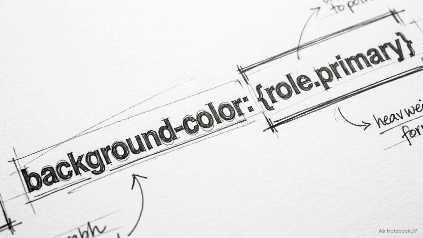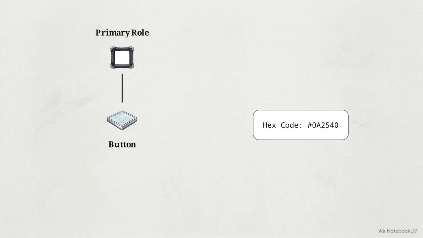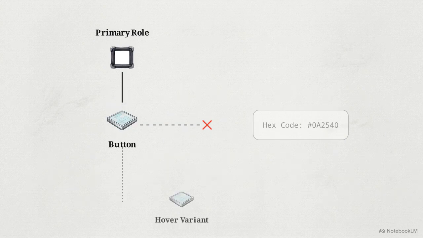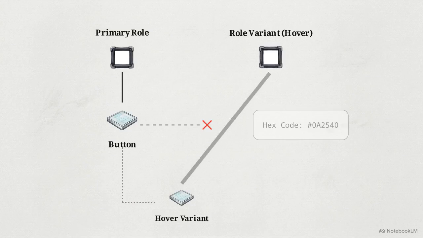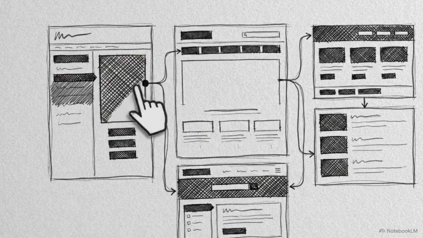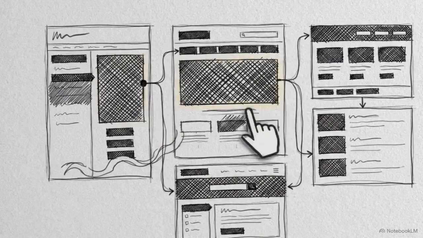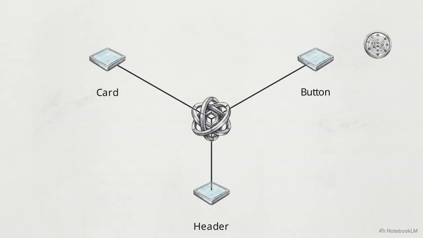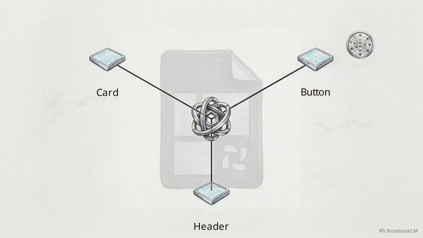Look at the background color property defined for the primary button. This property points directly to the top-level primary role rather than an isolated hex code. This allows for nested component states, such as a hover variant. The hover variant inherits the base button structure, overriding the background property to point to a different role variant. If a developer updates the primary role in the front matter, every component that references that role updates automatically. This inheritance structure ensures that the agent's technical output remains tied to the specific roles defined in the system's architecture.